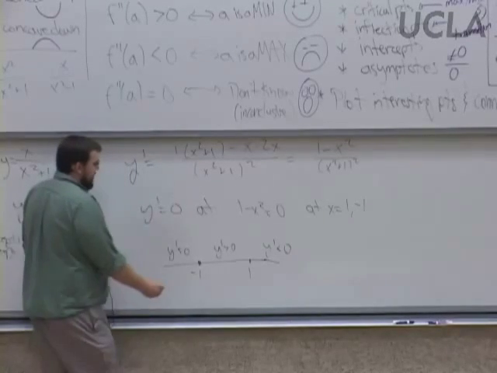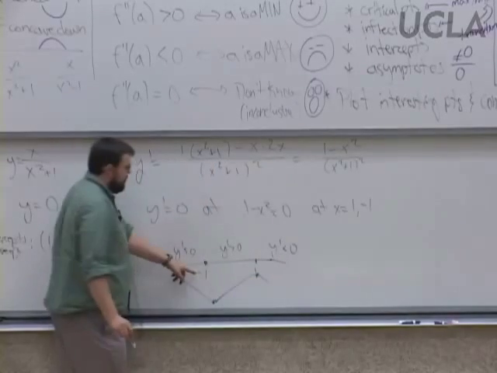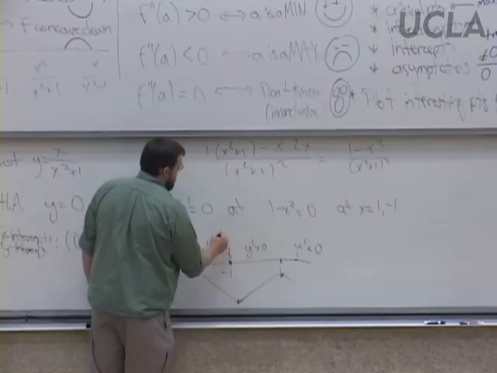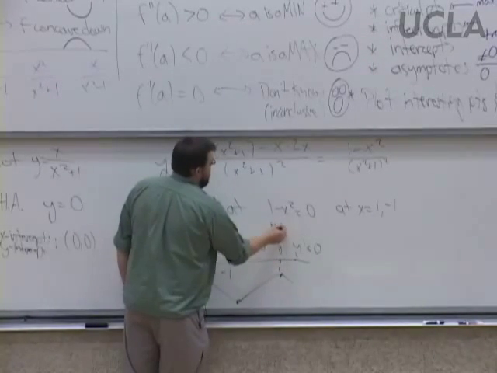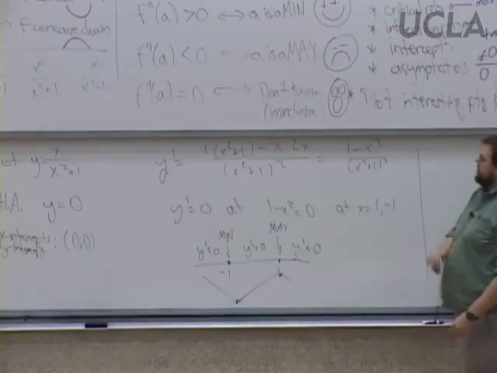All right, so really bad sketch. We go down, we go up, we go down. So what can we say about negative 1? Yeah, negative 1 is a min. What can we say about 1? It's a max. Okay, so we found our critical points. How about inflection points? Well, how do you find an inflection point?